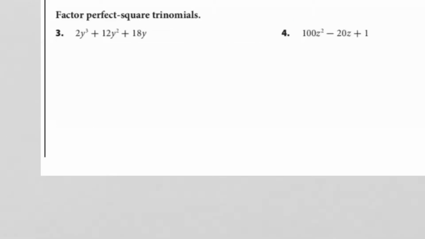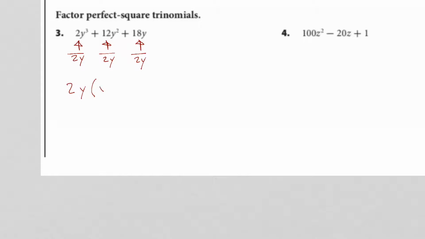So here we go. Let's factor these trinomials. This one's kind of a trick in this example. There's a common factor that I can pull out in all of this. Everything here is divisible by 2y. So if I divide everything by 2y, I'm going to be able to pull it on the outside of the parentheses.